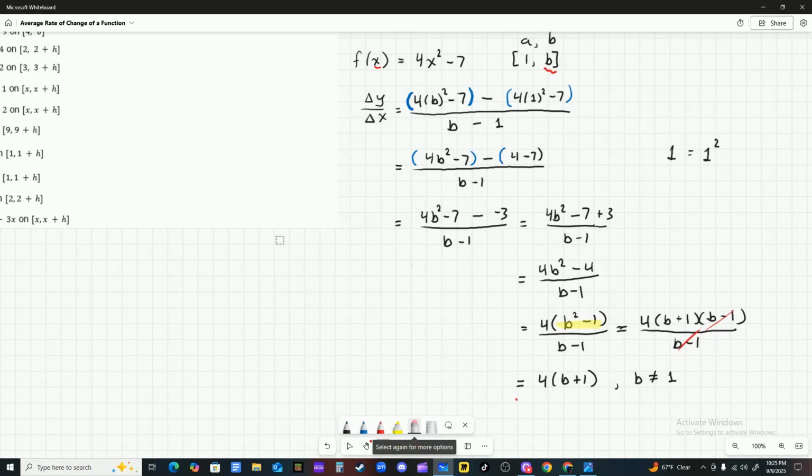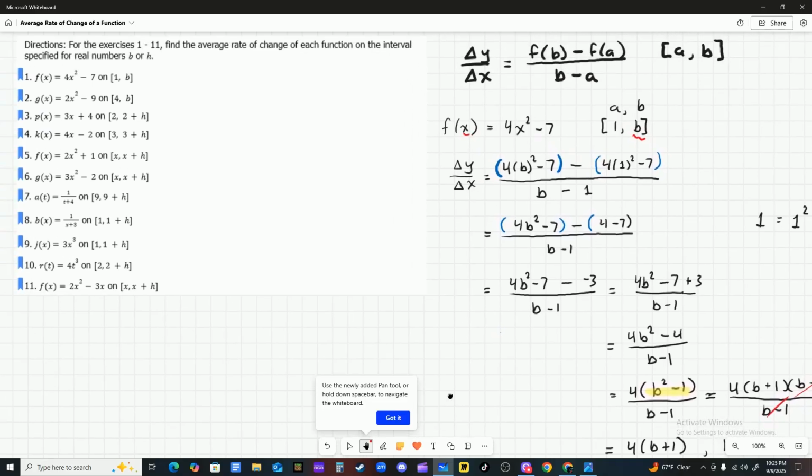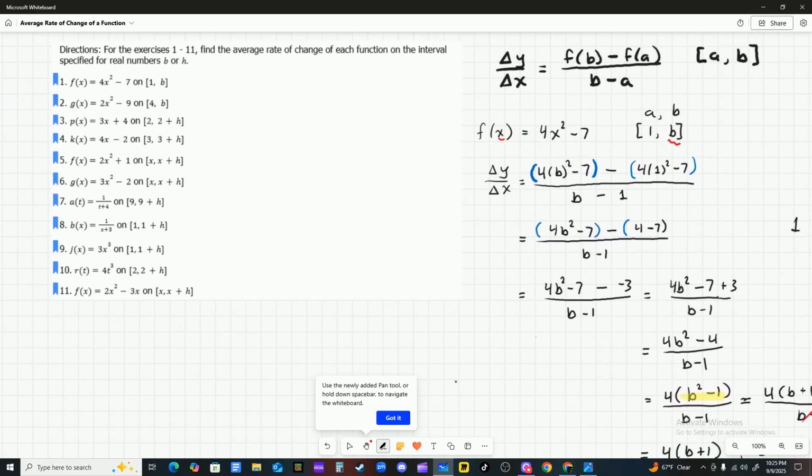So 4 times b plus 1, and b cannot equal 1. So our answer here is 4 times b plus 1 with the stipulation that b cannot equal 1. And that's our answer for that one. Awesome. Let's move on to the next example.